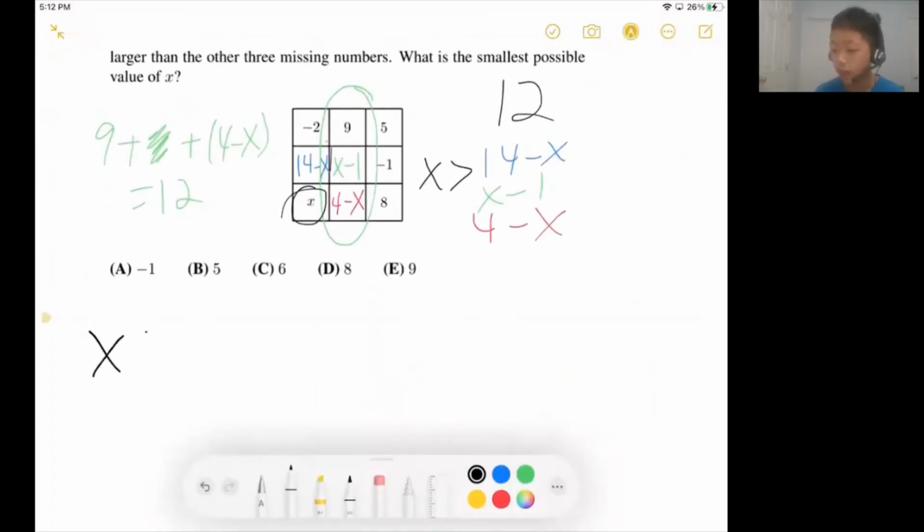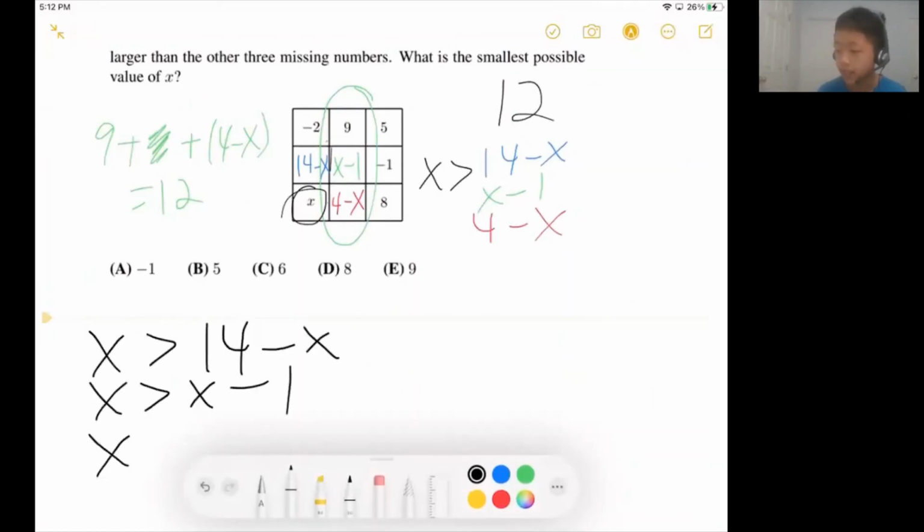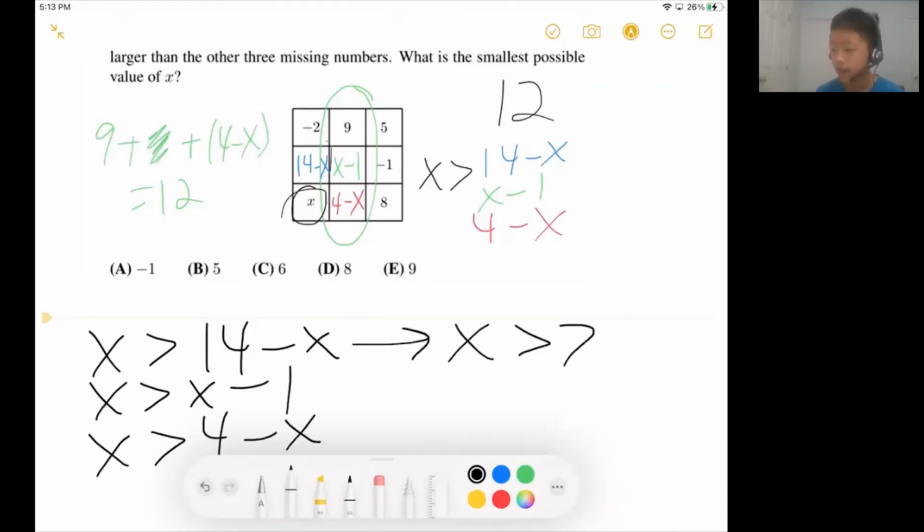For x greater than 14 minus x, we need x to be greater than x minus 1, and we need x to be greater than 4 minus x from the problem condition. So here you get x is greater than 7. Here you get 0 is greater than -1, which is always true. And here you get x is greater than 2.